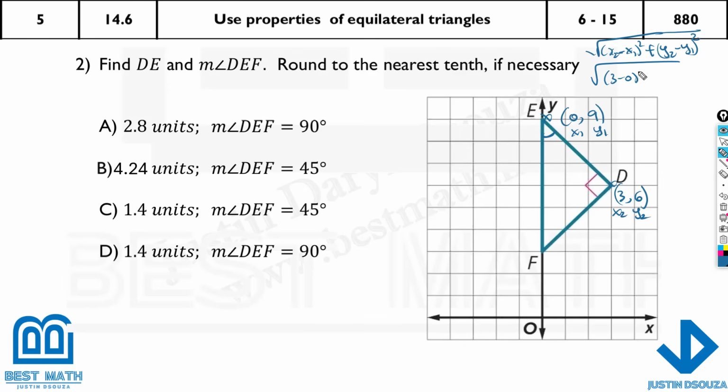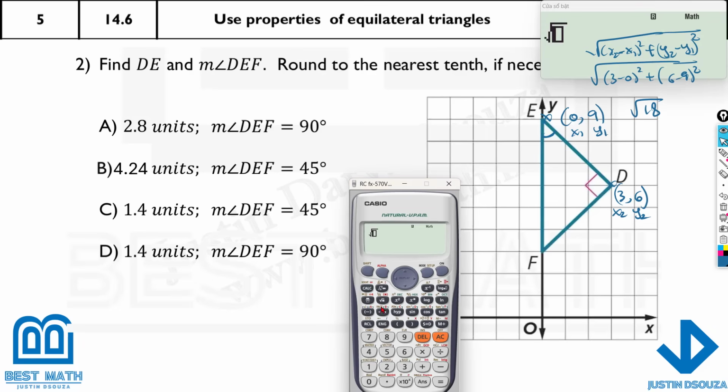x2 is 3 minus 0, the whole square, plus y2 is 6 minus 9, the whole square. It will be 3 squared plus 3 squared. It is 9 plus 9, 18, square root 18, but you can just use the calculator and we need the decimal value itself. So here we go. I'll just put this entire thing in. Now it's blocking the view, but anyway, you can see the screen here. It's square root of 3 minus 0, the whole square, plus 6 minus 9, the whole square, and the answer is 3 root 2. It's 4.24.